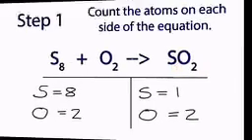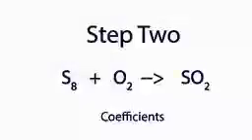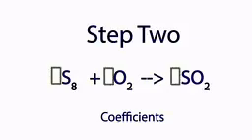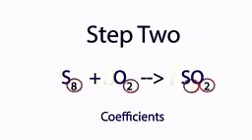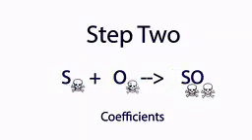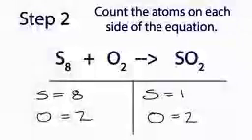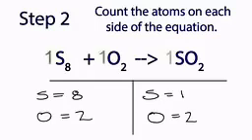Step 2. Just change the value of coefficients only. The numbers placed in front of elements are coefficients and the numbers after the elements are subscripts. We cannot change the subscripts. These are the subscript values only. Now, what is our next step?